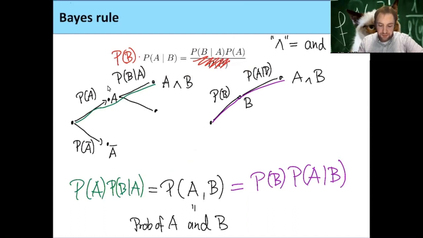The point is that Bayes rule allows us to calculate a probability like this by knowing these probabilities. And if you go on the Wikipedia page, there are several examples which give a nice application of this rule.